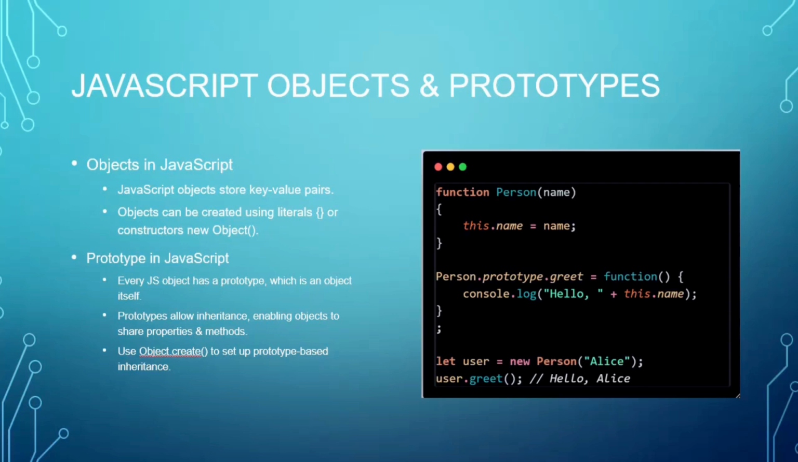To create an object with a specific prototype, we use Object.create method. This enables us to set up prototype-based inheritance, making JavaScript more flexible and powerful. Understanding objects and prototypes is essential for mastering JavaScript, especially when working with OOP concepts.